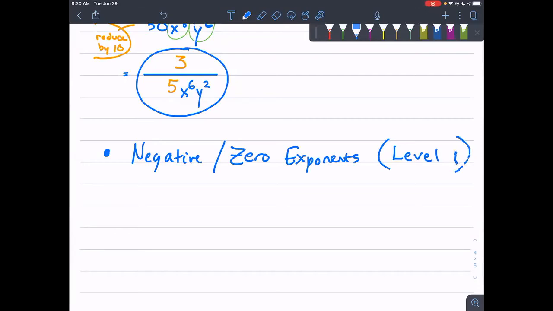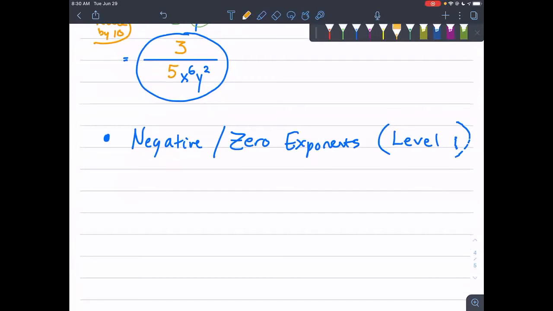Negative and 0 exponents, level 1. It's one quick thing here. Anything to the 0 power is 1. Anything to the 0 power is 1. If you've got 4 to the first, that's obviously going to be 4. If you have 4 to the 0, though, it's just going to be 1. It's not going to be 4 to the 1. 4 to the 0 is just equal to 1.